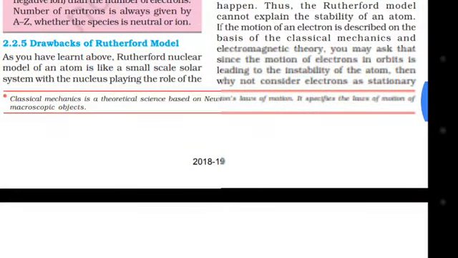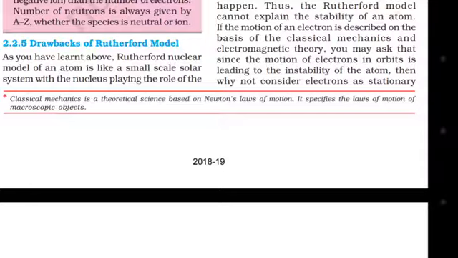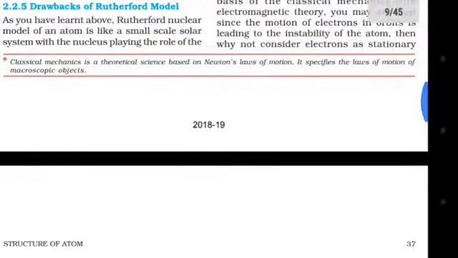Okay, in the last page we left the lowermost portion surrounded by this red sign, and that is the star point. Classical mechanics is a theoretical science based on Newton's law of motion. It specifies the law of motion of macroscopic objects.